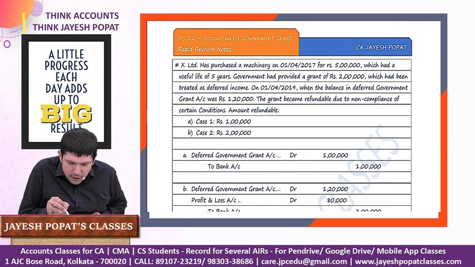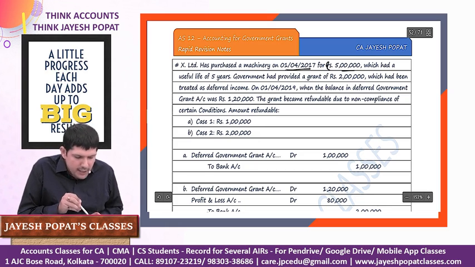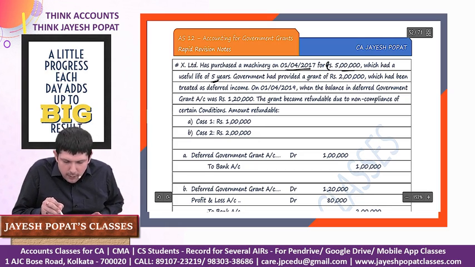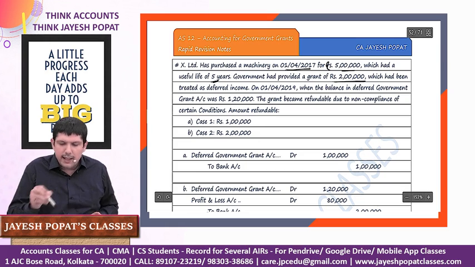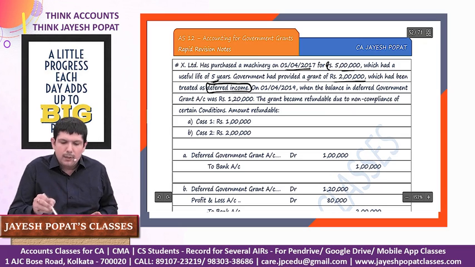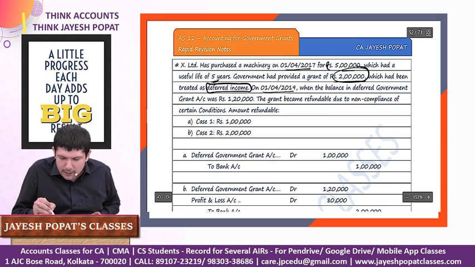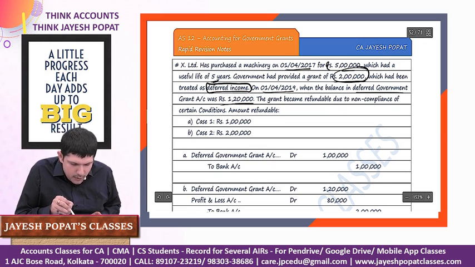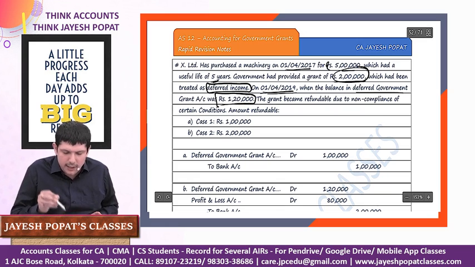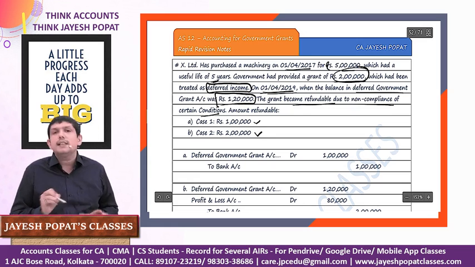X Limited has purchased a machinery on 1/4/2017 for rupees 5 lakh, which had a useful life of 5 years. Government had provided a grant of rupees 2 lakh, which had been treated as deferred income. You have treated this amount of 2 lakh as a deferred income. On 1/4/19, the balance in the deferred government grant account was 1,20,000. The grant became refundable due to non-compliance of the condition, and the amount of refund in the first case is 1 lakh, in the second case is 2 lakh.